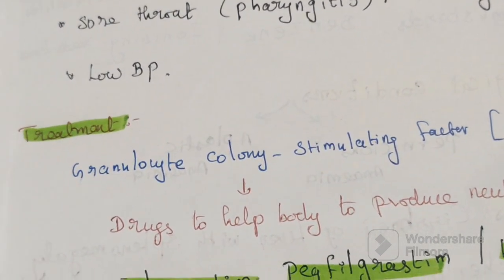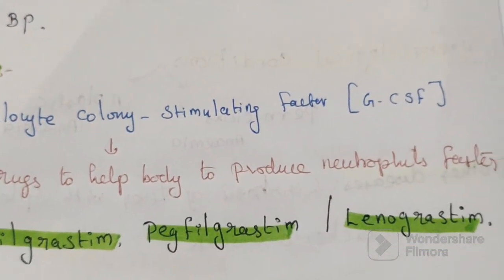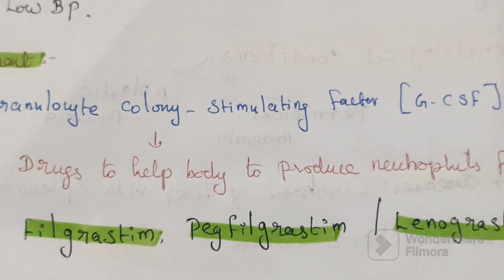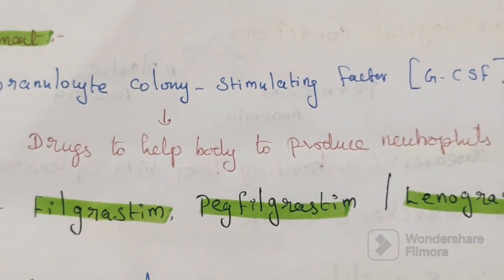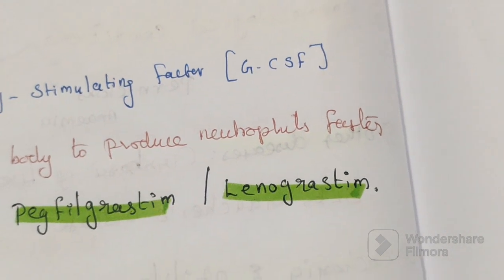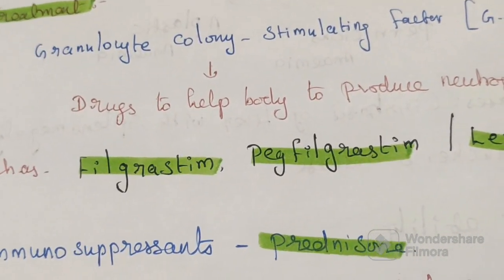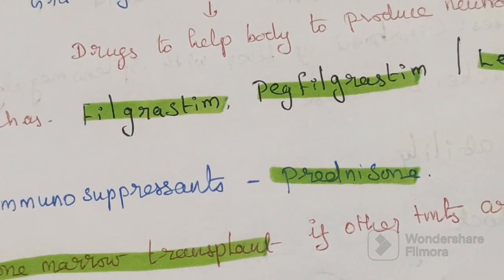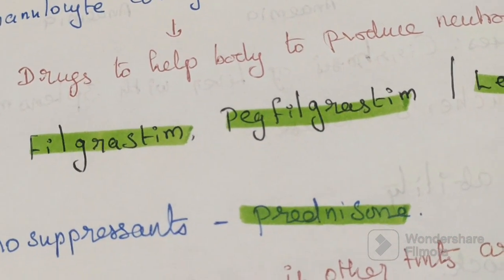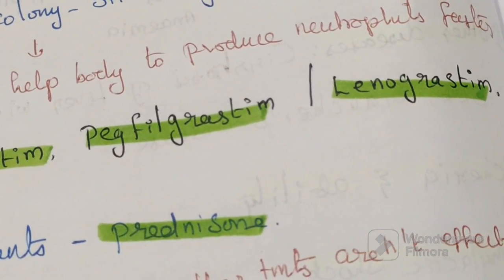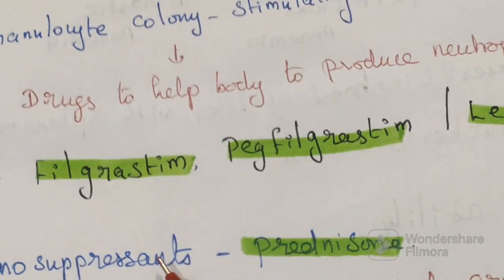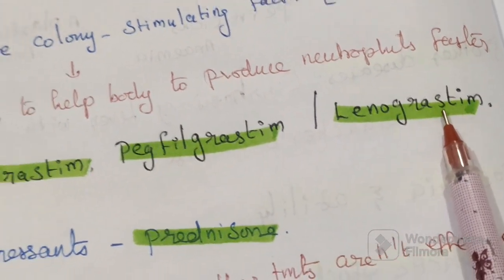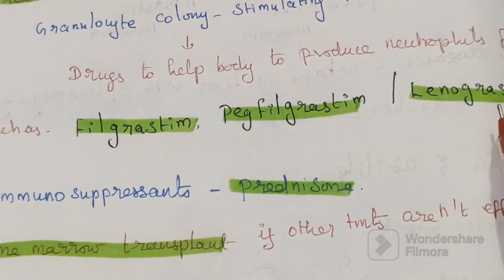What is the treatment? Granulocyte colony stimulating factors. These are drugs that help the body produce neutrophils faster. What are the drugs we are using? Drugs such as filgrastim, pegfilgrastim and lenograstim. These are the drugs used to increase neutrophil count.